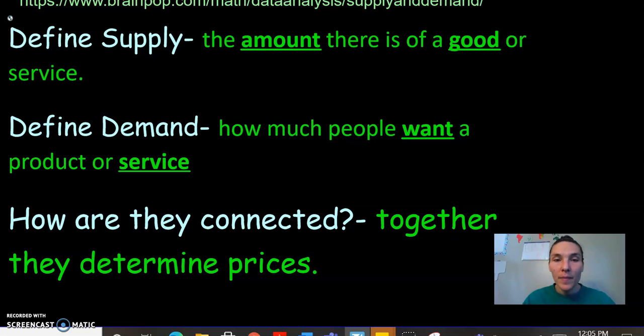After watching the BrainPOP, here's the blanks that you should have. So if we define supply, it's the amount there is of a good or a service. For demand, it's how much people want a product or a service. So when you guys stopped liking this and it wasn't cool anymore, the supply was high, but the demand was low, which means the price would have been pretty cheap. So how are they connected? Together they determine price. So you should have seen that equilibrium point when you looked at the BrainPOP.